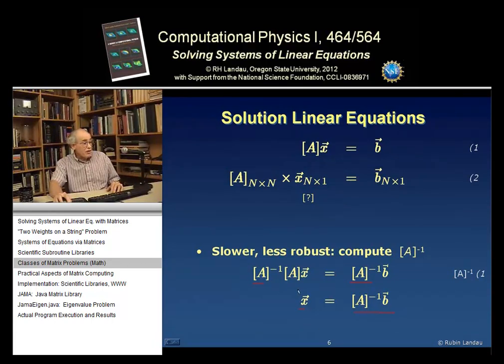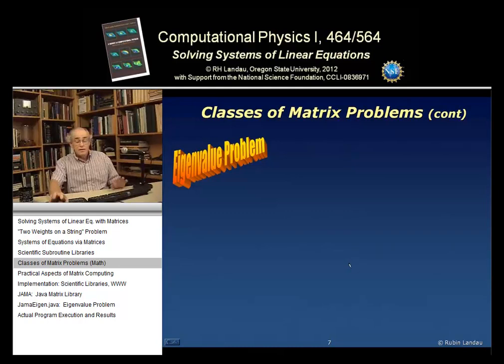x, a vector of unknowns, that's what we're trying to solve for, is just the inverse of A times B. So if you can determine the inverse, you just do a simple matrix multiplication. And we do that as well. So that's another way of solving the problem. Both methods are standard in libraries, and I invite you to compare the two. But Gaussian elimination is usually considered the best.